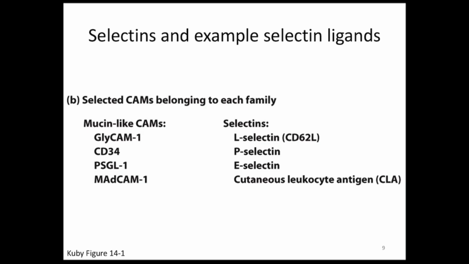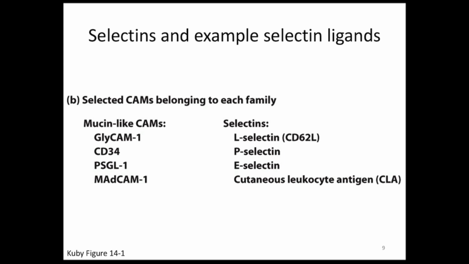One thing to be aware of when we think about selectin binding to carbohydrates in this situation is that the interaction between selectins and carbohydrates is relatively low affinity. And it's important that it's low affinity. If this was a high affinity interaction, when we had the selectin carbohydrate interaction, the cell would stop completely.